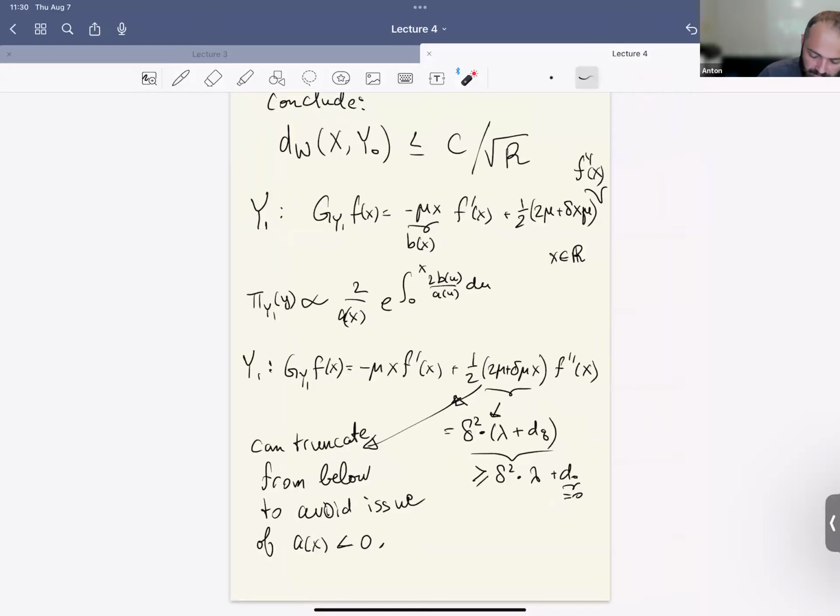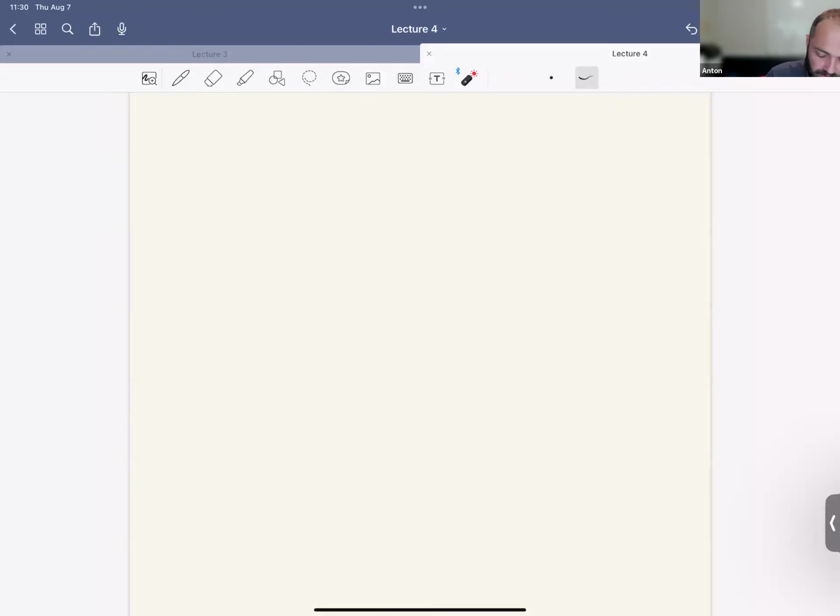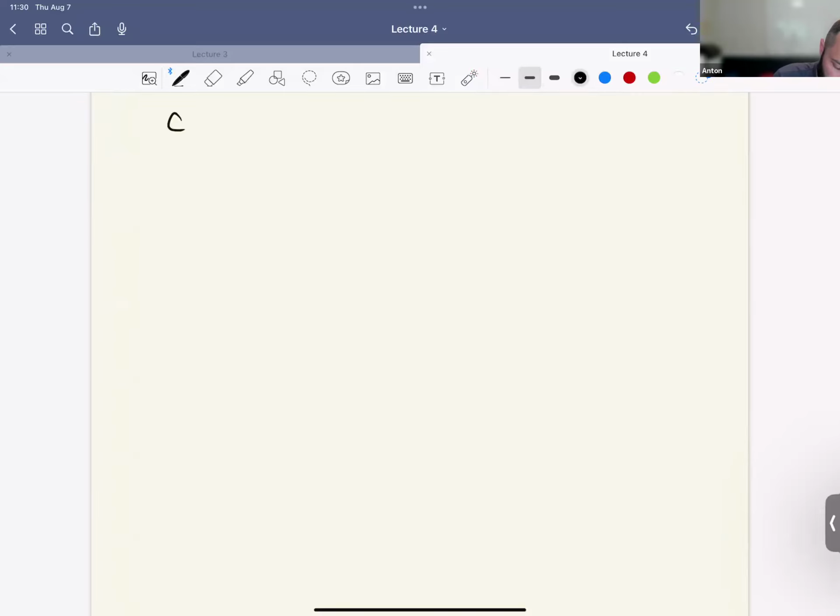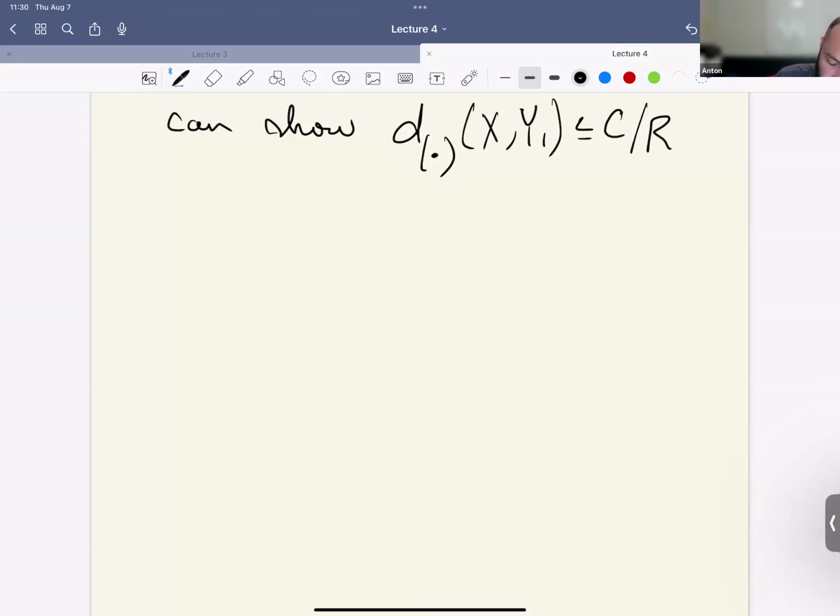Okay, but now I want to say, if y1 captures the entire second order term, can I show that y1 is a better approximation than y0? And the answer is yes, you can show this. You can show actually that the distance in some special, not Wasserstein, some probability metric is less than some constant over R. Let me call this M2.